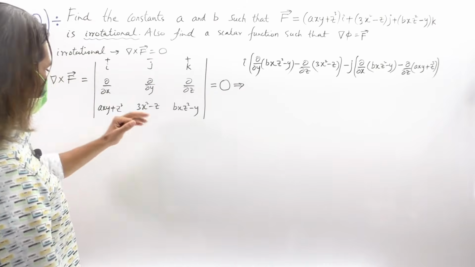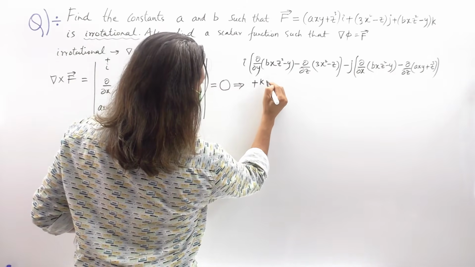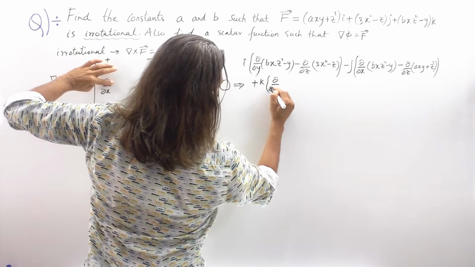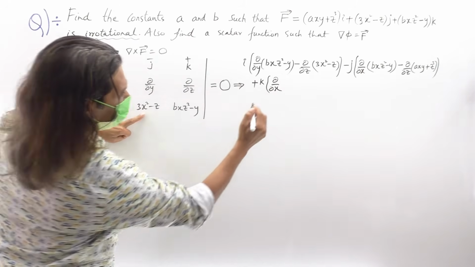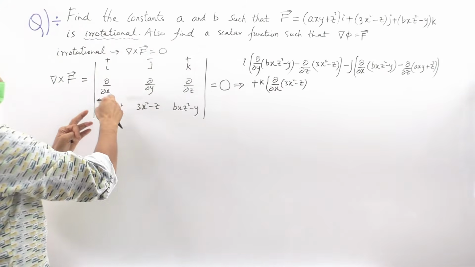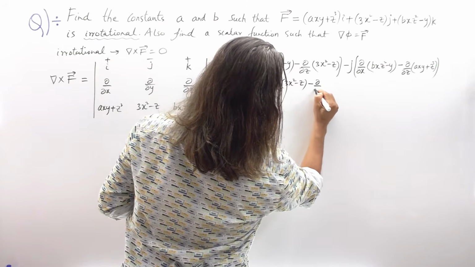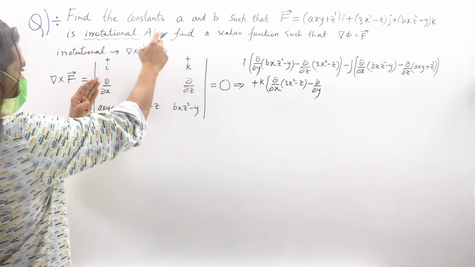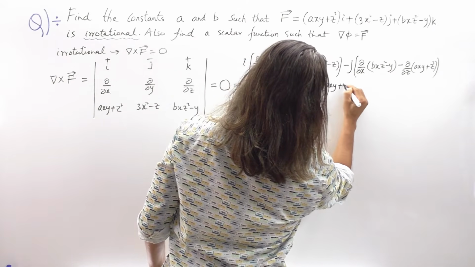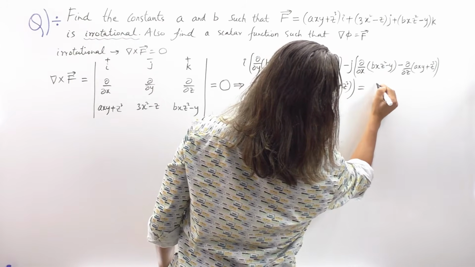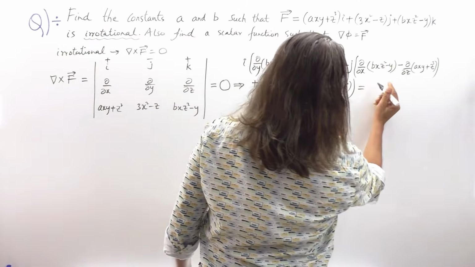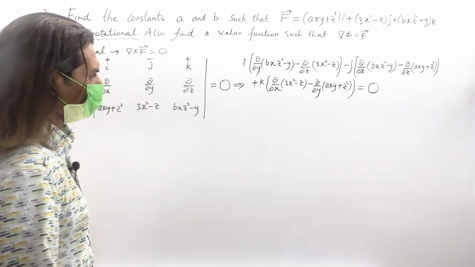Okay, then finally plus k into, leave this column, leave this row, ∂/∂x of (3x² − z), minus ∂/∂y of (axy + z³) will be equal to 0, since the condition is given to be irrotational. So it is 0. Now let's partially differentiate this and see what we get.